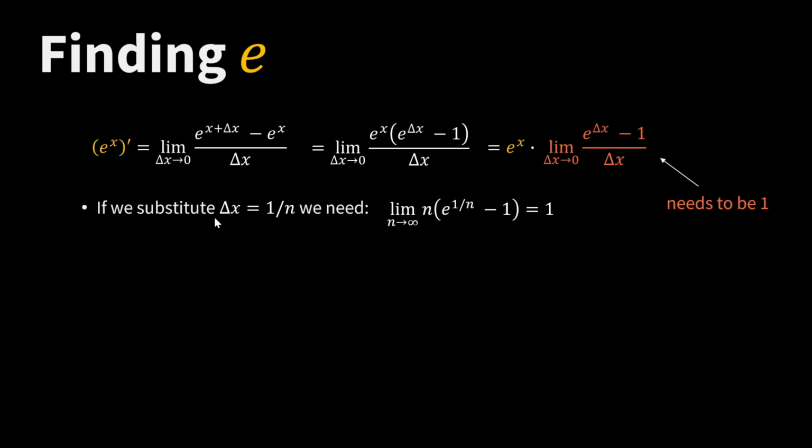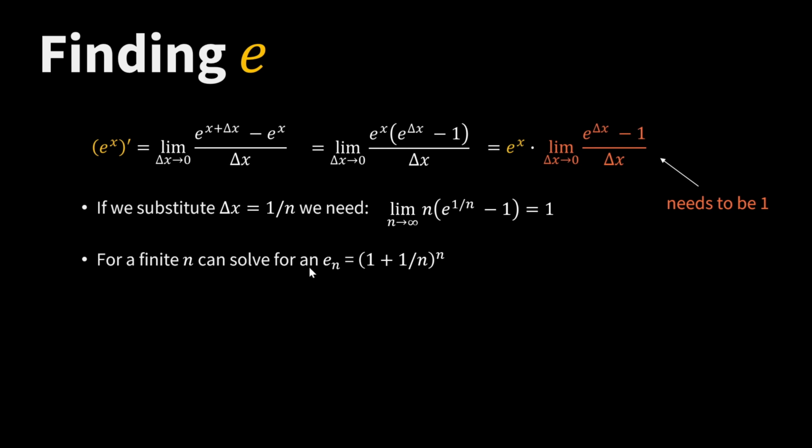First we substitute delta x by 1 over n. This means if we want delta x to go to 0, we need n to go to infinity. Now e to the power of delta x turns into e to the power of 1 over n. Division by delta x turns into multiplication with n. Now we have the equation n times e to the power of 1 over n minus 1 must be equal to 1.